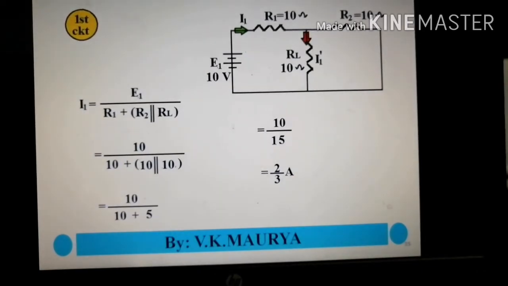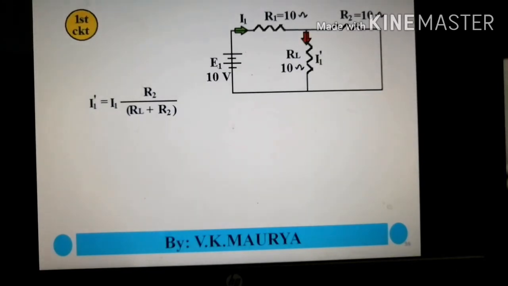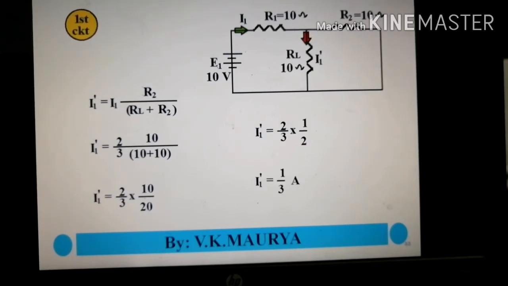Now with the help of I1, I am going to calculate the value of I1 dash with the help of current division rule. I1 dash is equal to I1 into R2 divided by R2 plus RL. It is nothing but current division rule. Now with the values, it is I1 dash like this, this and this. So the value of I1 dash is 1/3 ampere.